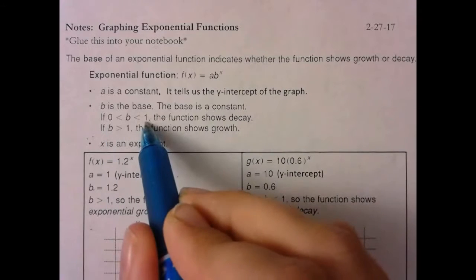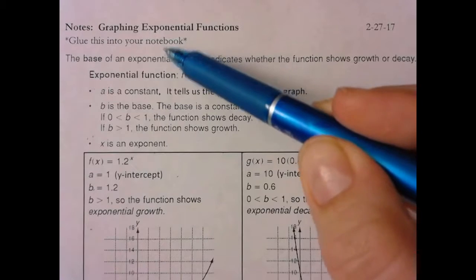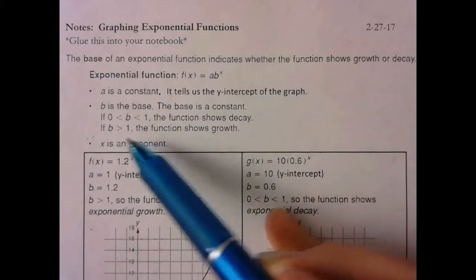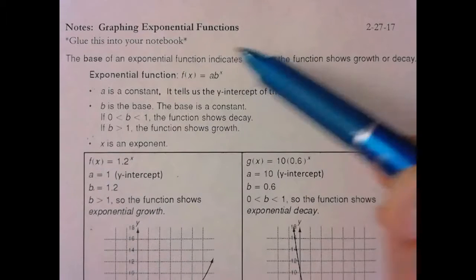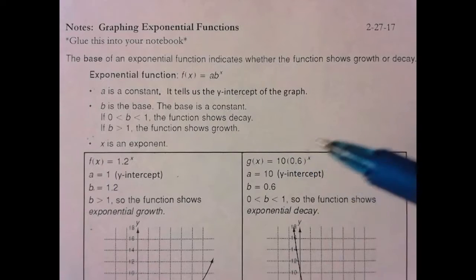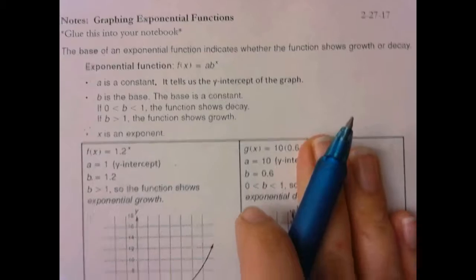B is the base, also a constant, also a number. It could be between 0 and 1, in which case we're going to have decay, which means going from left to right, it's going to go down. If b is bigger than 1, we're going to have growth. So going from left to right, do you think that's going to go up, or do you think it's going to go down? Well, growth is going to go up. So let's see what we mean by this.